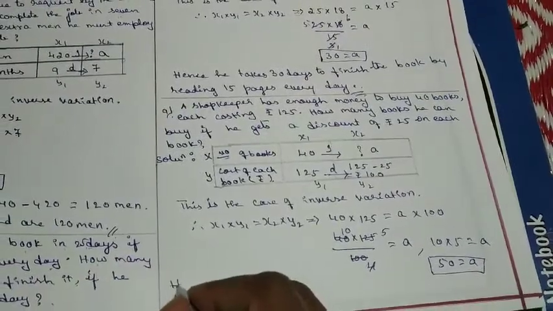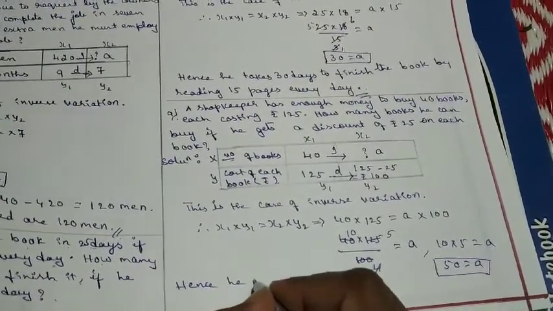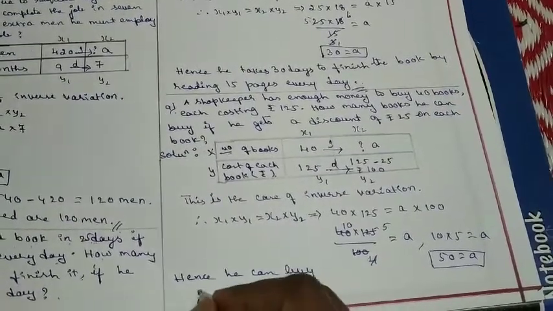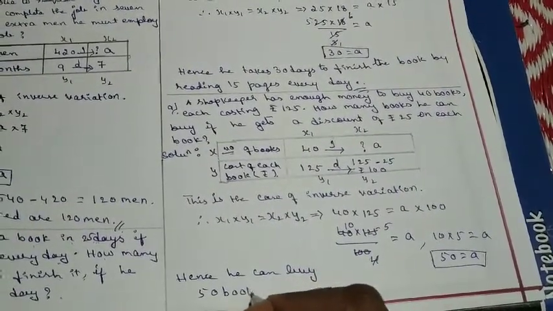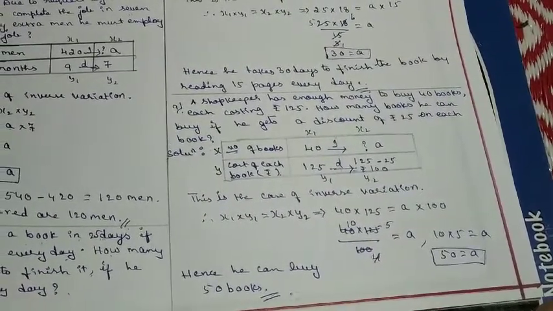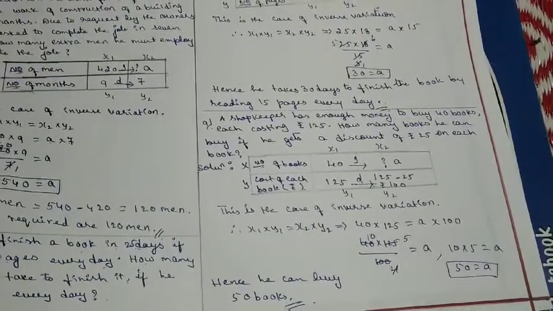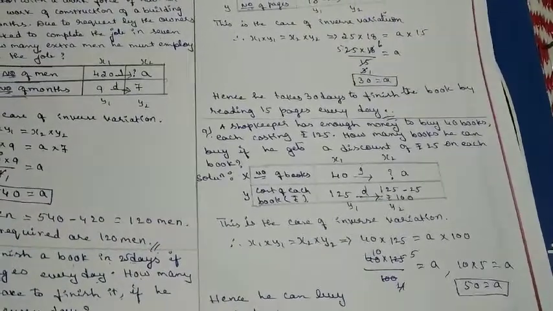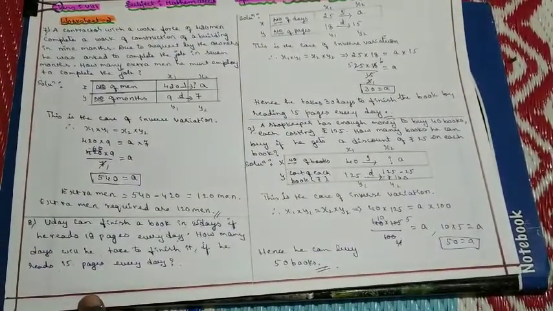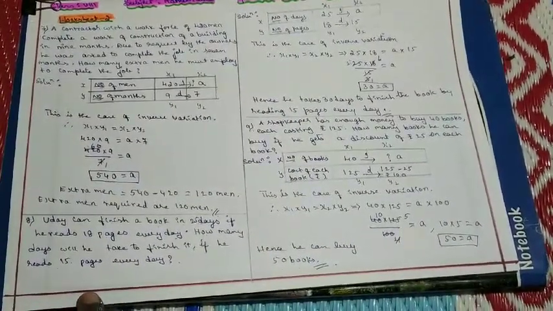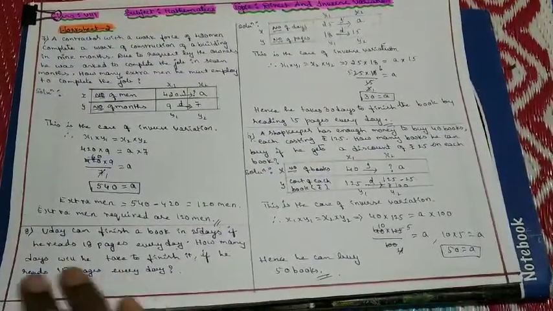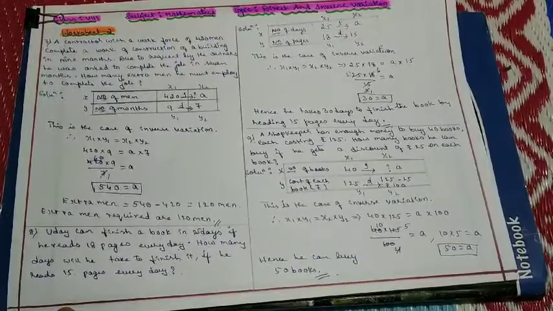Hence he can buy 50 books. Hence he can buy 50 books when the discount is given ₹25 for each book. So this is how we need to solve, children. 7th, 8th and 9th. Now let me move to 10th question. Hope it is clear. Now let me move to 10th.